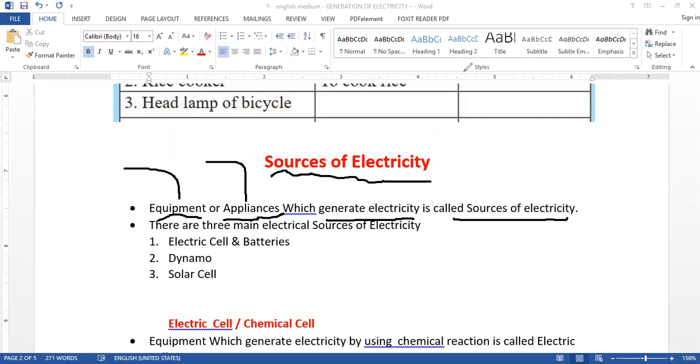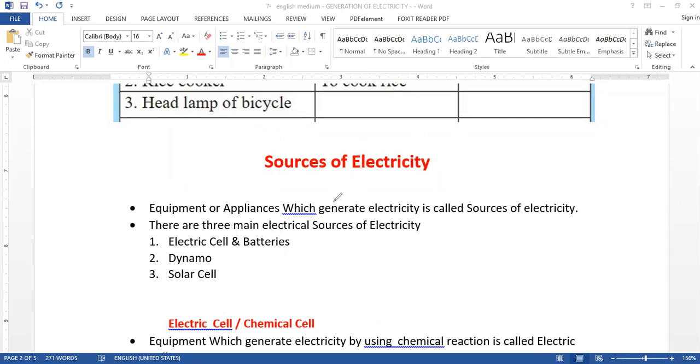If Ziad sir can produce the current, I am a source of electricity. If Mahdi is producing current, he is a source of electricity. If Musharraf is producing current, he is a source of electricity. Any equipment or appliance which generates electricity is called sources of electricity. Right.